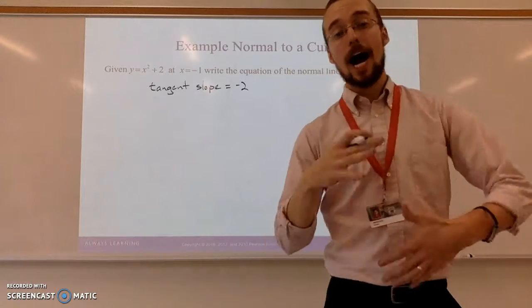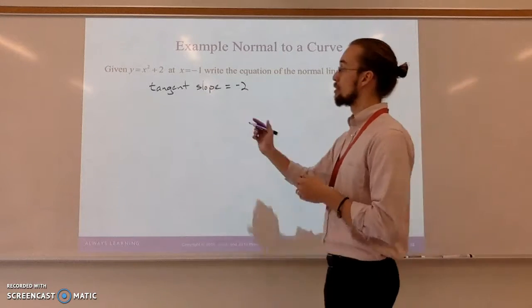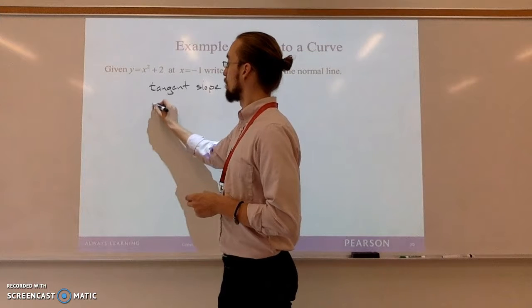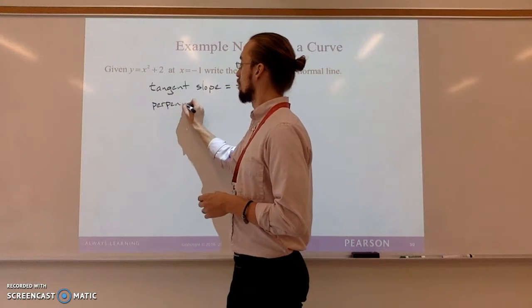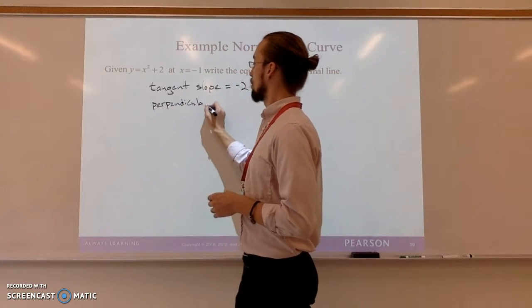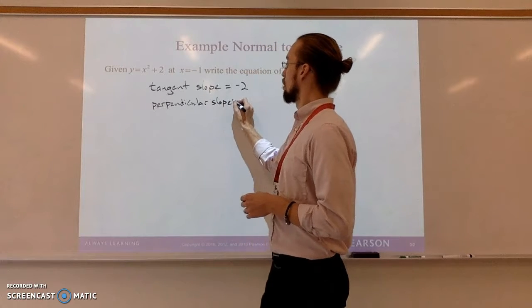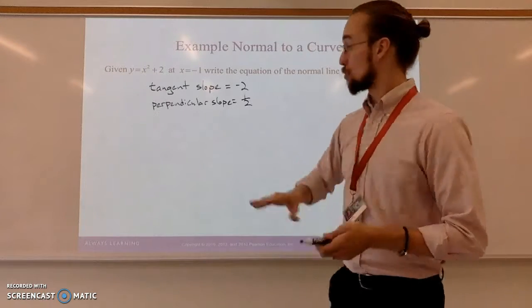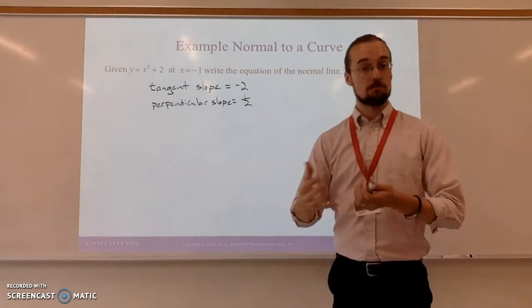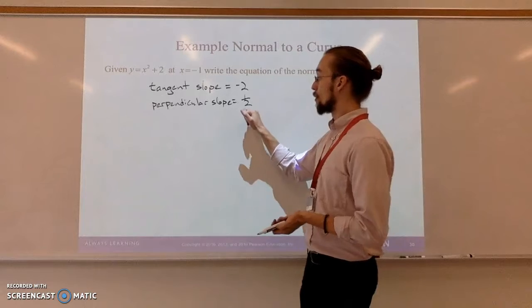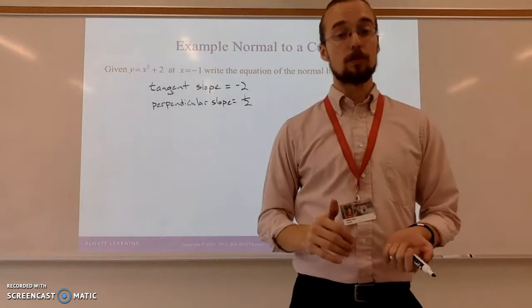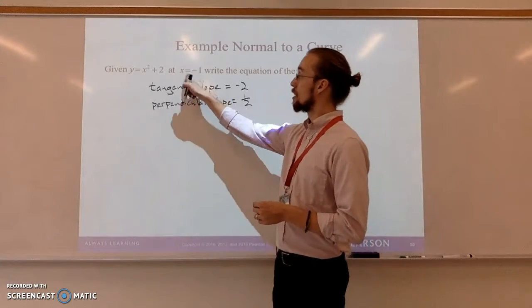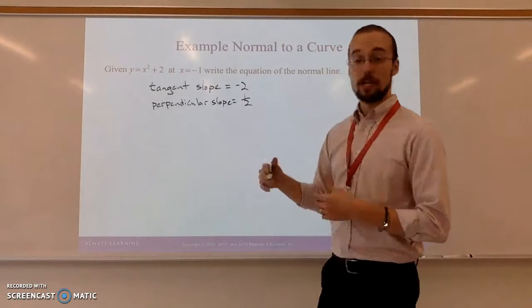So then my opposite reciprocal slope, my perpendicular slope, will be +1/2. So we already found this piece of information. Now, I know that the slope of my new line is going to be +1/2, and I want it to go through that same point.